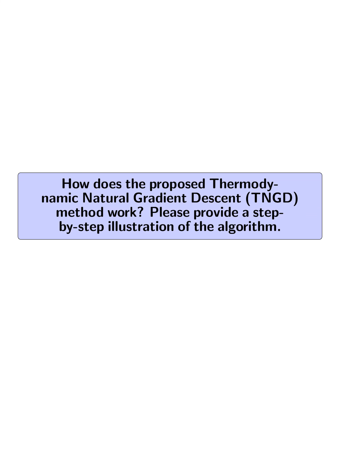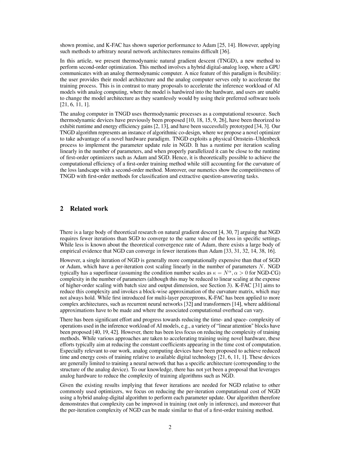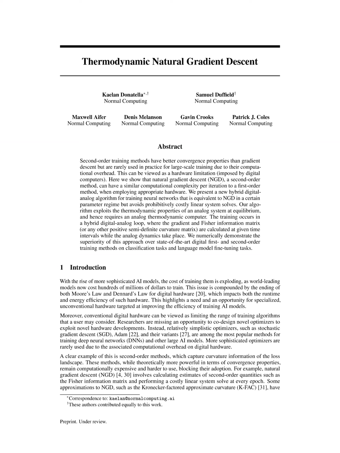How does the proposed Thermodynamic Natural Gradient Descent, TNGD, method work? Please provide a step-by-step illustration of the algorithm. The proposed TNGD method works by combining the strengths of GPUs and thermodynamic devices to optimize second-order optimization efficiently. The algorithm involves a hybrid digital-analog loop where a GPU communicates with an analog thermodynamic computer. The analog computer uses thermodynamic processes as a computational resource, specifically an Ornstein-Uhlenbeck process.